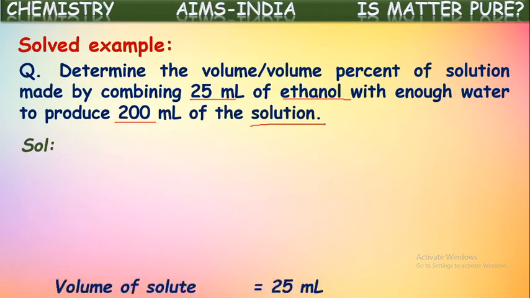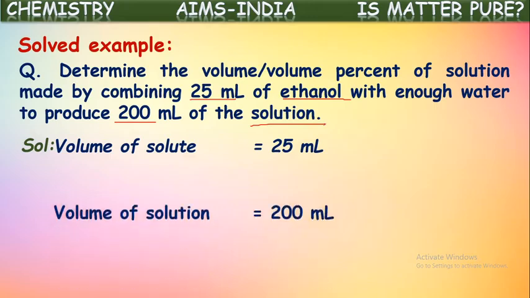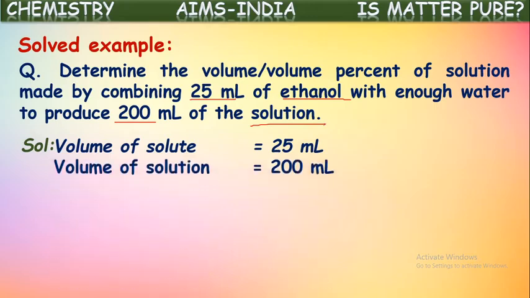See, the volume of solute, that is the volume of ethanol, is given as 25 ml. Next, the volume of solution is given as 200 ml. Don't be confused here. They have directly given the volume of the solution formed finally. They did not give the volume of the solvent. Directly they mentioned the volume of solution. Now we need not add these two again. The solution volume is given directly.